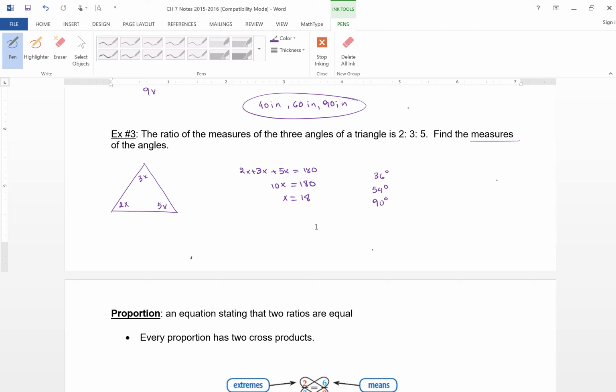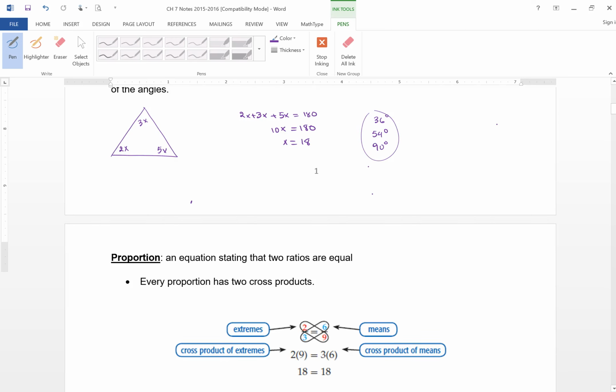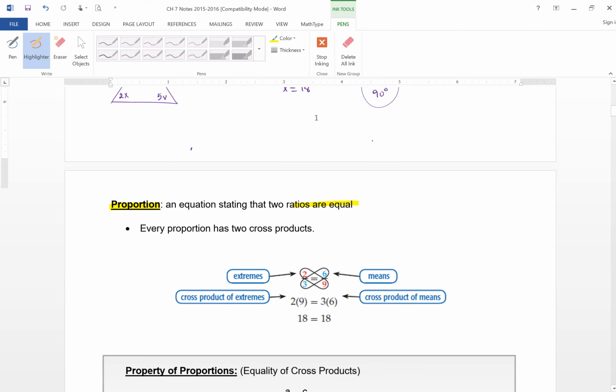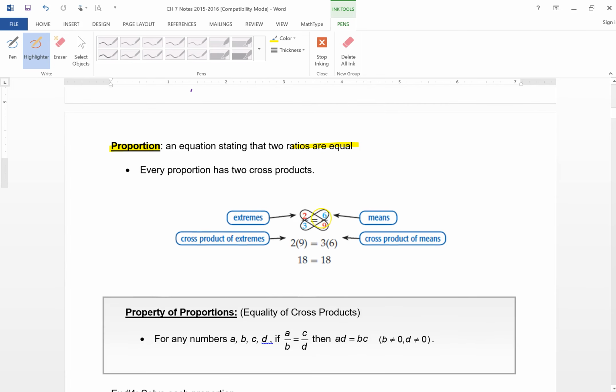Now, if you take two ratios which are equal to each other, and you set them equal to each other, you've created a proportion. So a proportion is just an equation stating that two ratios are equal. That's it. Like in this one, 2 over 3 is equal to 6 over 9, which they are, right? 6 over 9 is 2/3, okay?